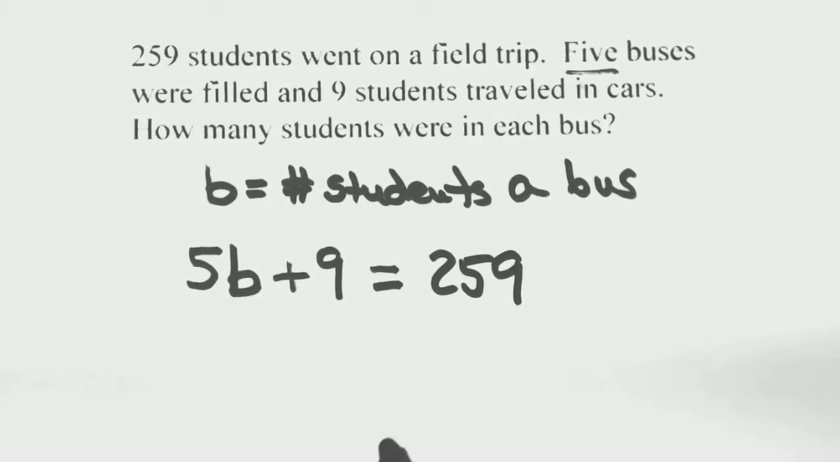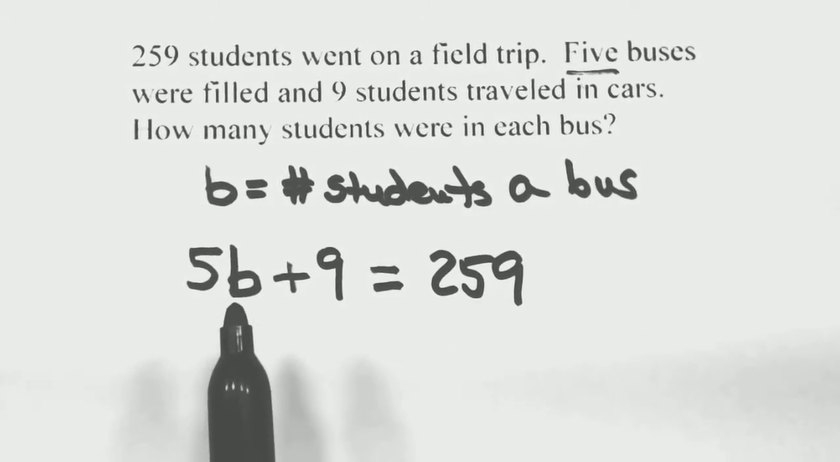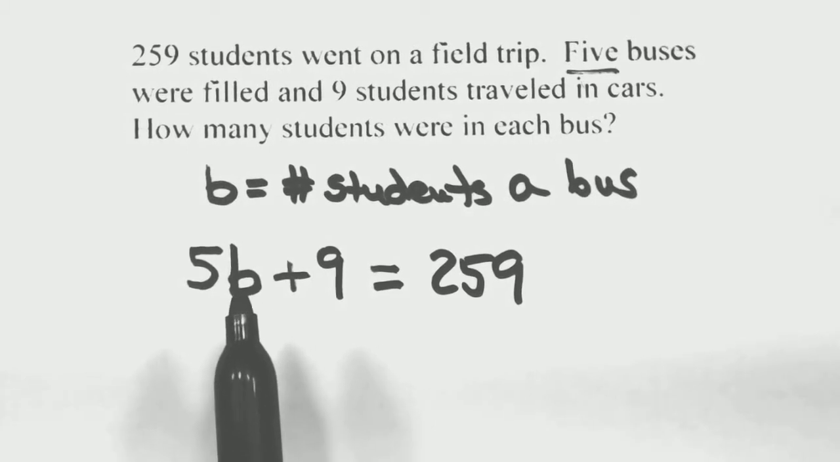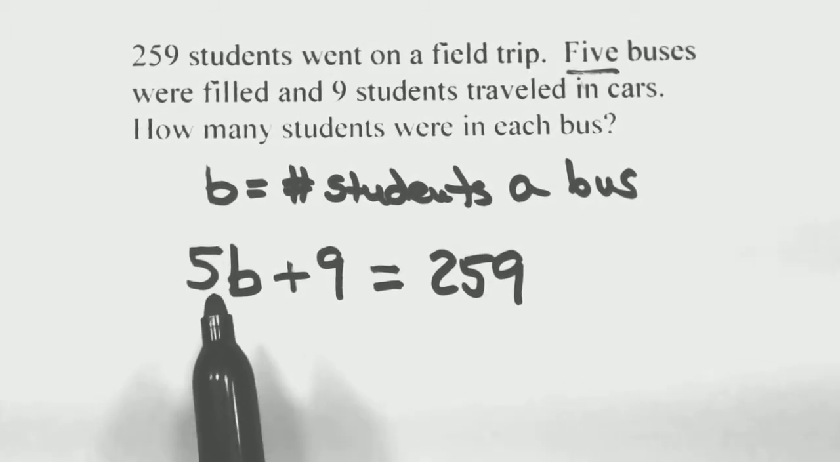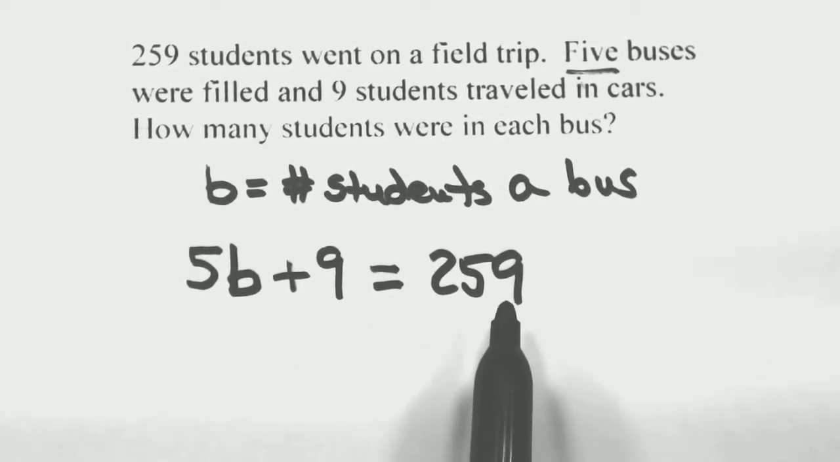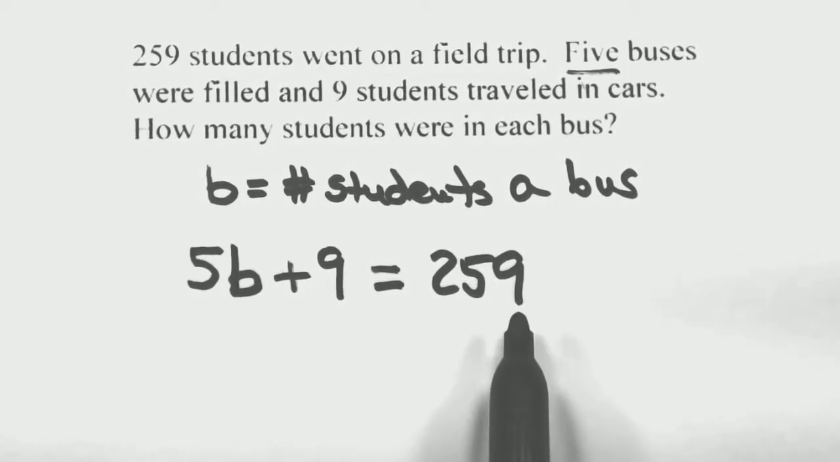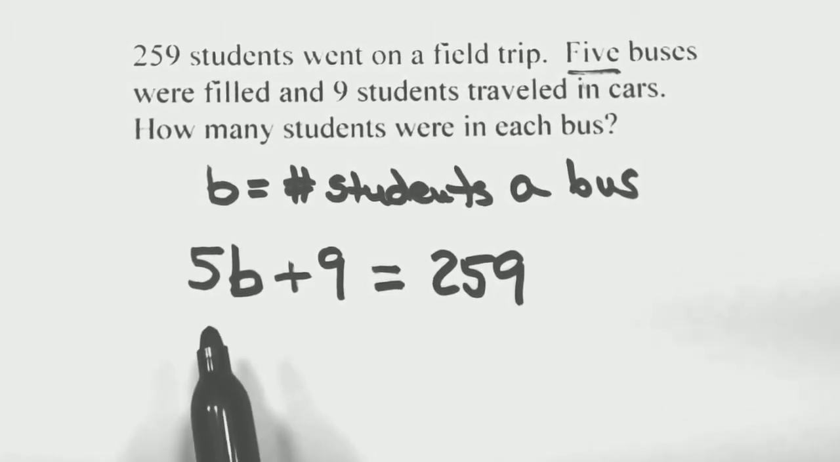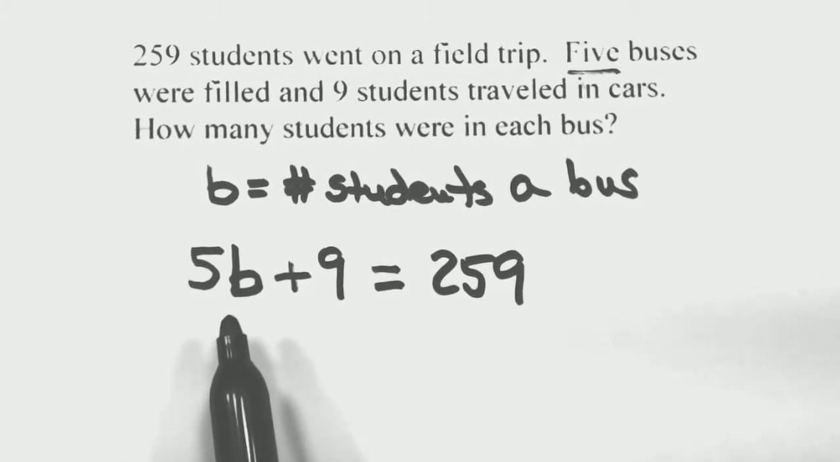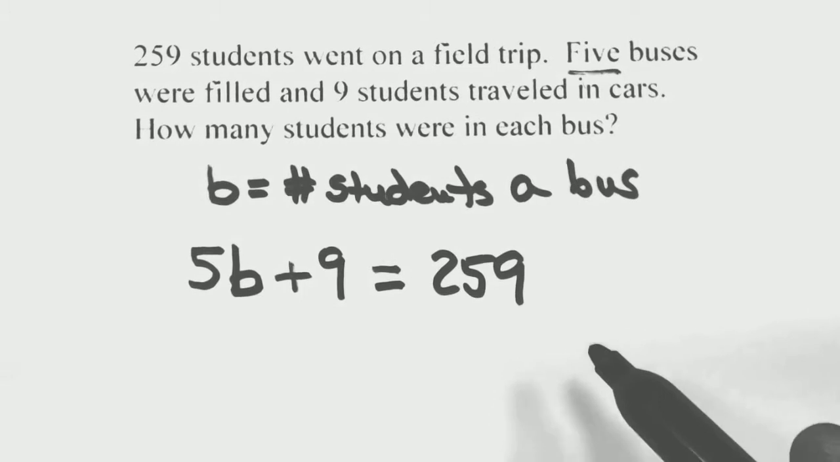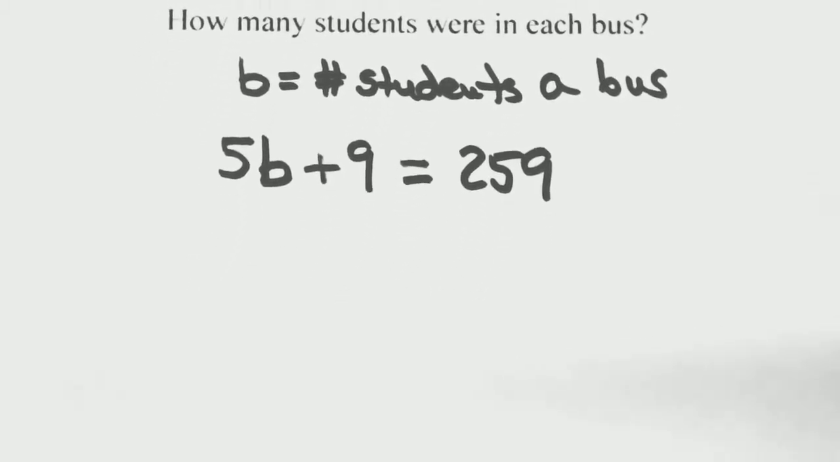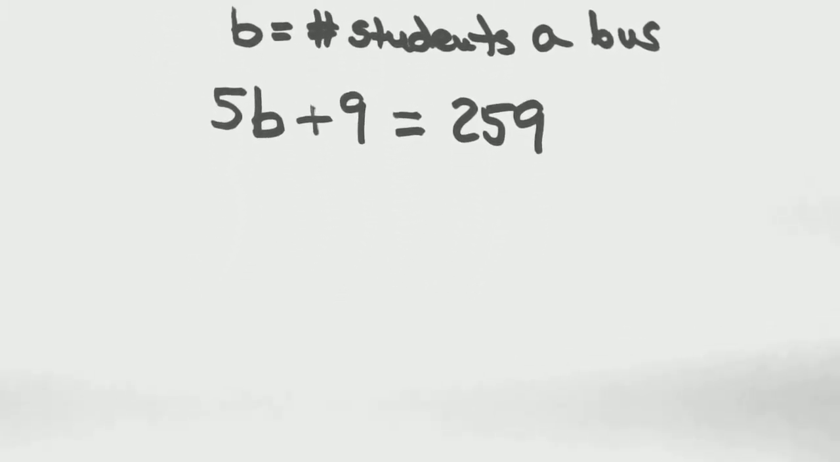Now remember, here's the power of algebra once again. At the moment, we don't know how many were in each bus, but we know this: 5 busloads full plus 9 equals 259. Having that expressed as an algebraic equation, we can now solve for what the B happens to turn out to be. Okay, well, here we go. There's no other cleanup needed to do on this.